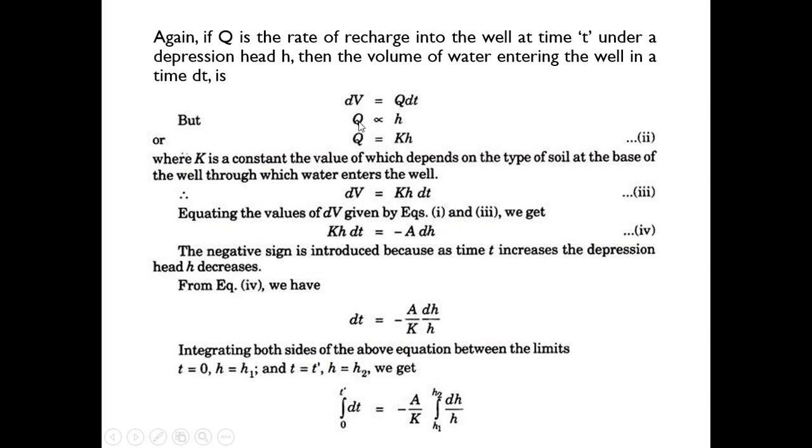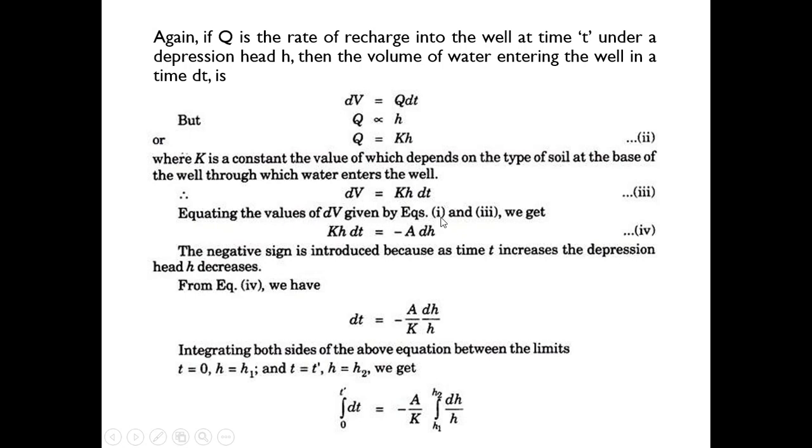But as Q is directly proportional to H, Q equals K into H. So here this K is the constant, a permanent constant whose value depends upon the type of soil which enters the well. Now dV equals kH dt. Substituting the value of Q, dV becomes kH into dt. Here Q is substituted with this kH.